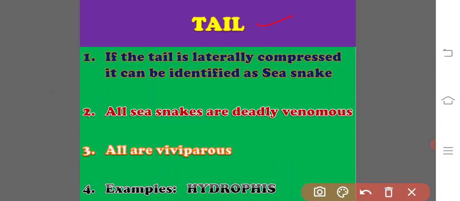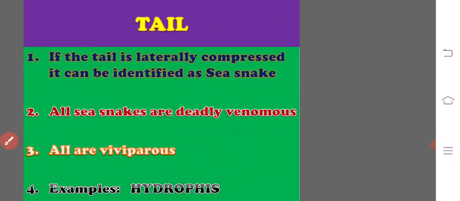If the tail is laterally compressed, it can be identified as a sea snake. All the sea snakes are deadly venomous and all of them are viviparous. They produce young directly. They never lay eggs. The best example is Hydrophis enhydrina.